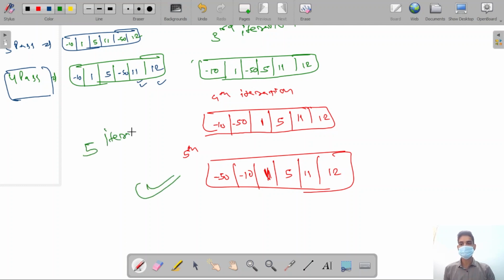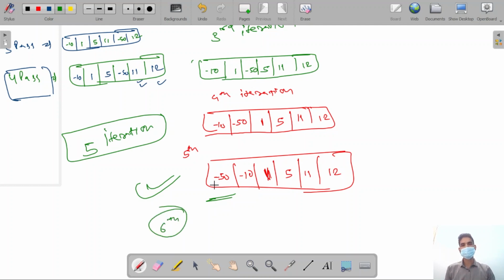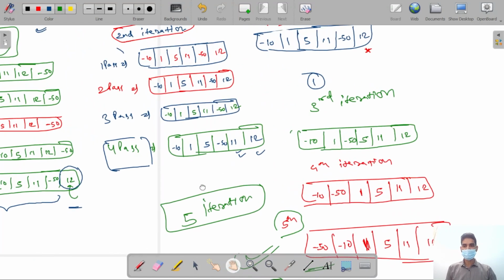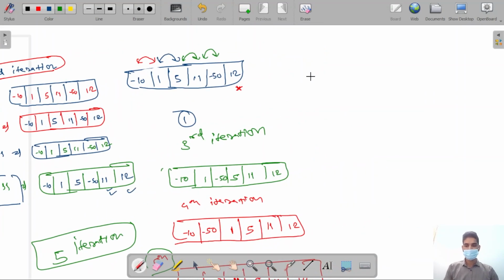A total of 5 iterations will be required. You can see the array is sorted, and you are not required to create a sixth iteration, because the sixth iteration would only sort minus 50 at its position, so there is no need. So 5 iterations are required, and each and every iteration has n minus itr number of passes.